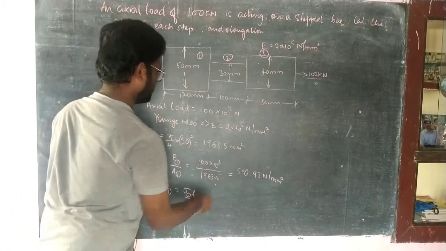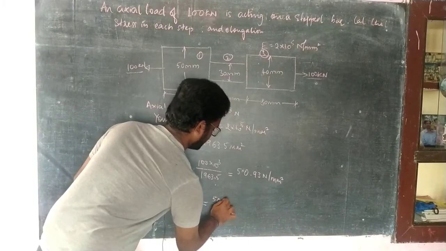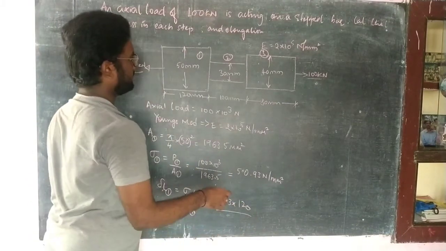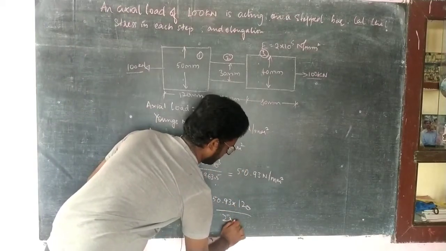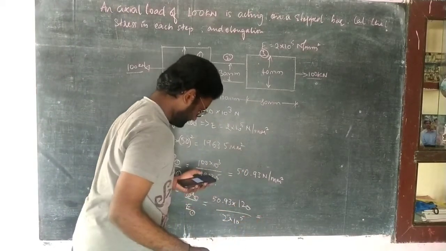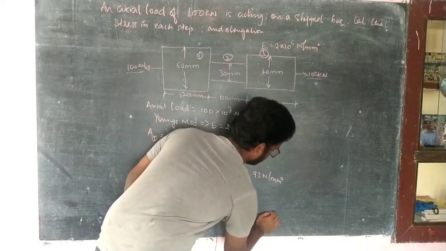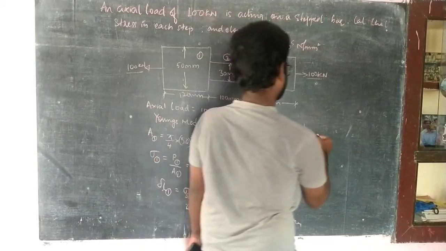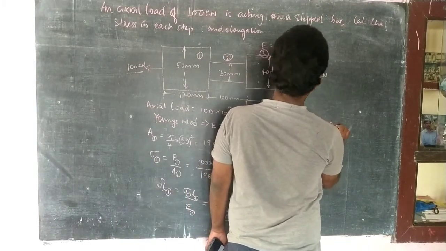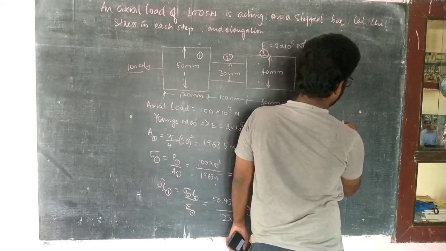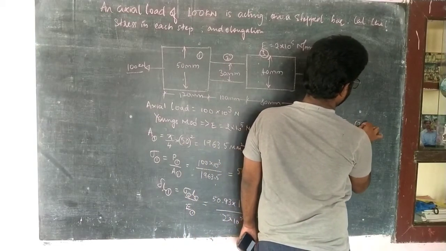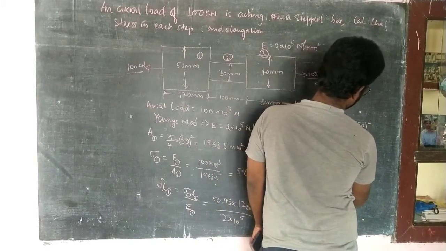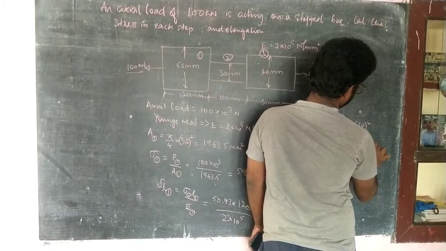Now delta L is equal to sigma L by E. So what is sigma here? 50.93 into 120 divided by E. E is 2 into 10 raised to 5. If we calculate this, the answer is 0.035305 mm. A2 is equal to, what is the diameter here? 30 mm. So pi by 4 into 30 square. If you do this, you get 706.86 mm square.